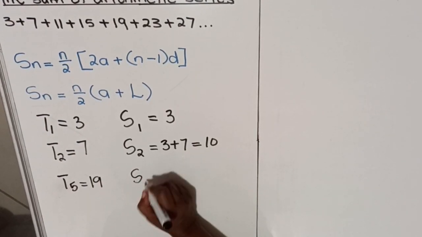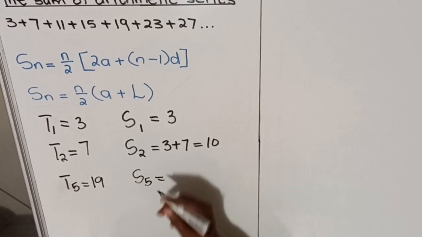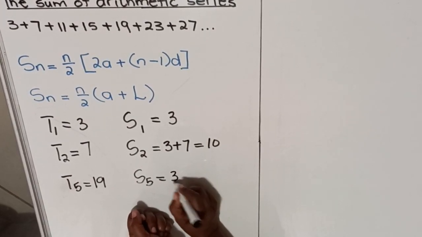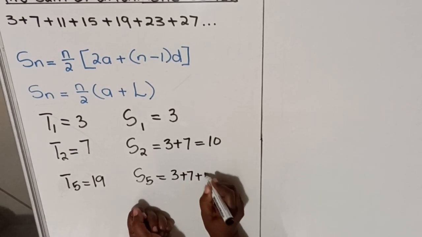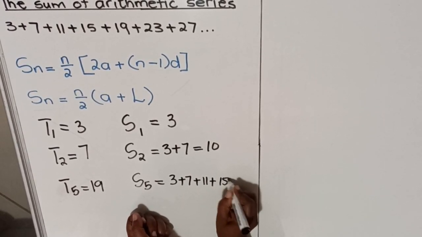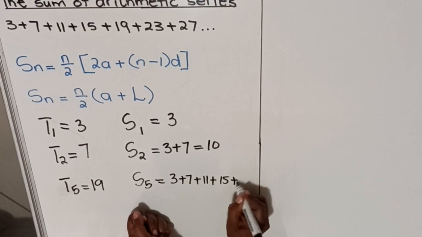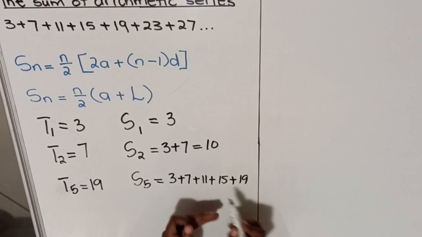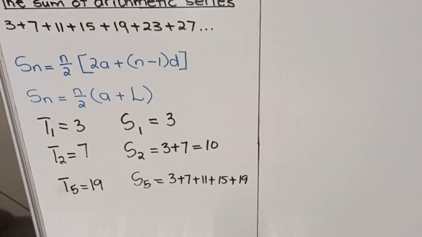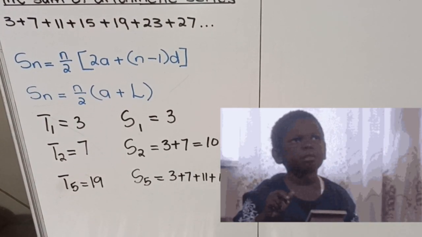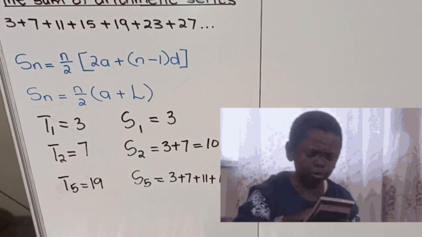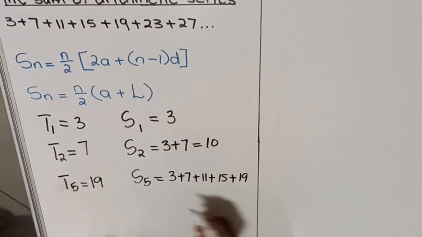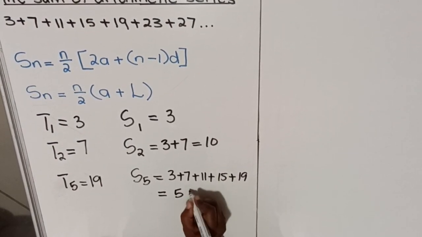But S5, you add the first 5 terms. So it will be 3 plus 7 plus 11 plus 15 plus 19. That is S5, adding the first 5 terms. So S5 will be equal to 10 plus 11 plus 15 plus 19. So S5 is equal to 55.